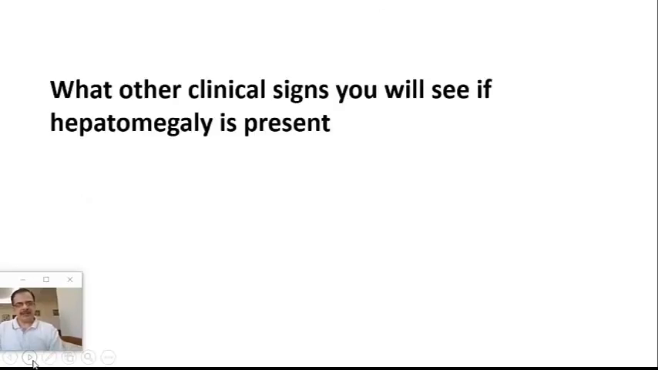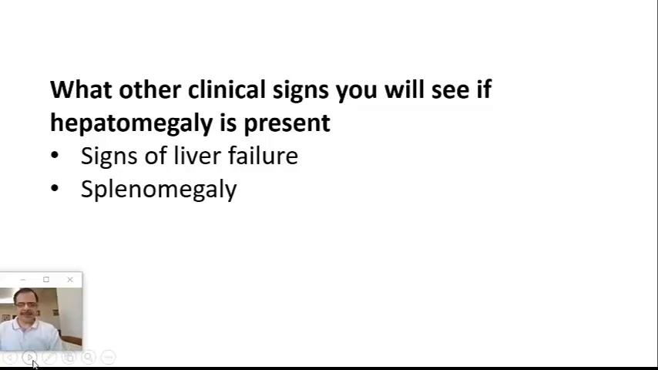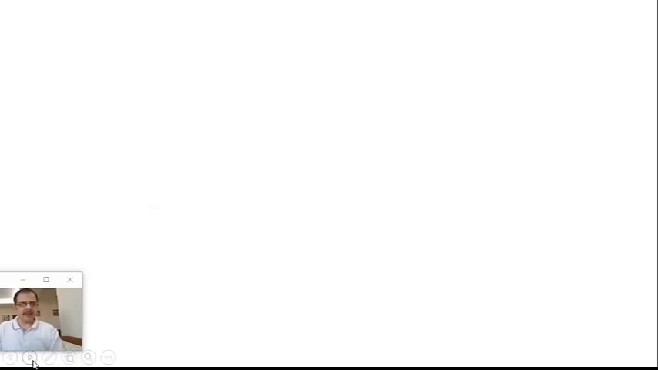Now, what are the other clinical signs that we will see if hepatomegaly is present? So we will focus on those selective other signs if the liver is enlarged. We will look for signs of liver failure, and those signs of liver failure are discussed in the other videos. Splenomegaly we will look for, and lymphadenopathy. These are the additional clinical signs that we will look for.